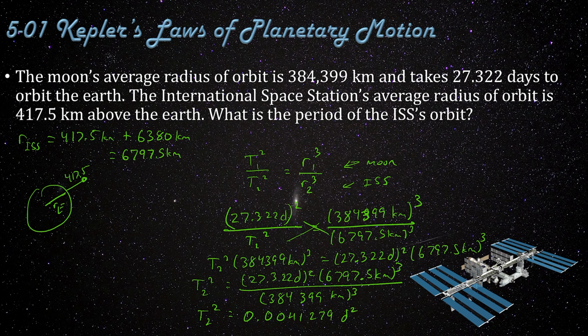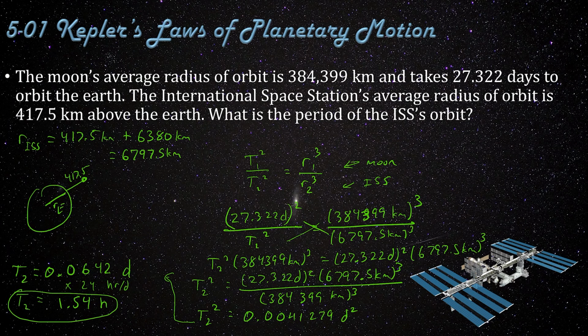So I square root that. Our period is 0.0642 days. There are 24 hours in a day, so multiply by 24 hours per day, and we end up with 1.54 hours for the orbit of the International Space Station. So every 1.5 hours, it's gone around the Earth once.